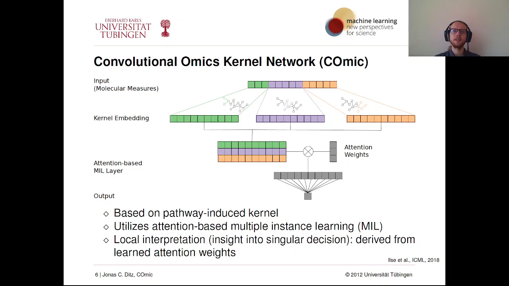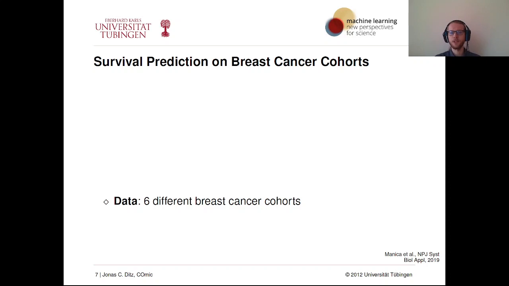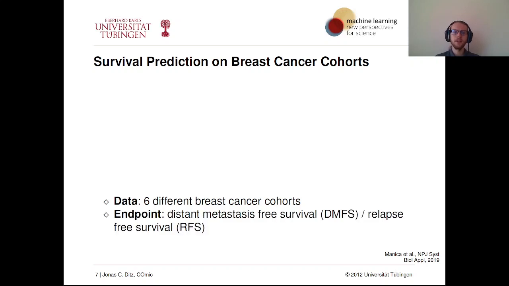We were interested in how well our models are able to perform on healthcare-related prediction tasks. So we decided to evaluate the prediction performance capabilities of our COMIC models by utilizing a survival prediction on breast cancer cohorts. We selected 6 different publicly available breast cancer cohorts that provide gene expression data and show as an endpoint either distant metastasis-free survival, DMFS, or relapse-free survival, RFS.